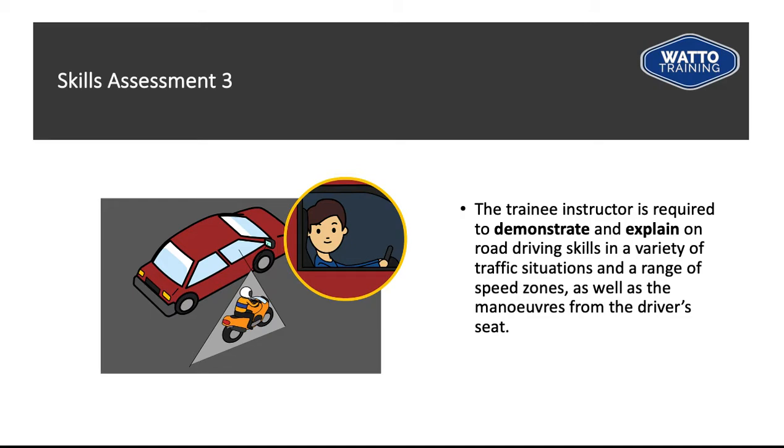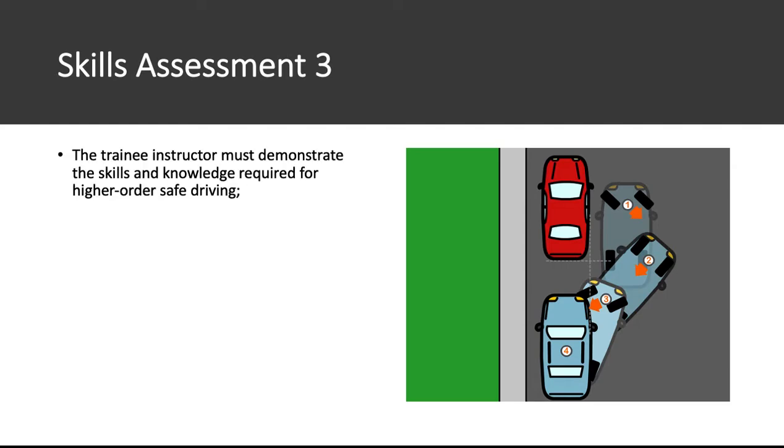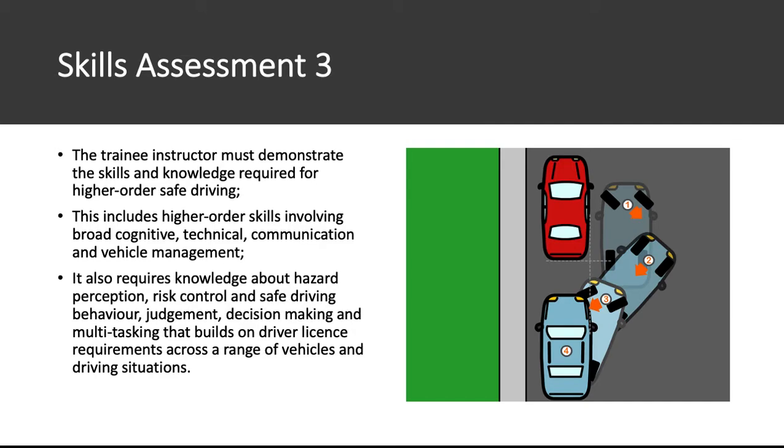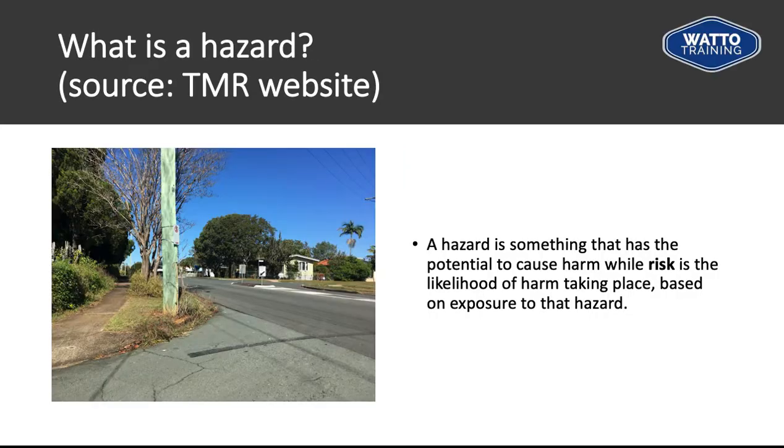The training instructor is required to demonstrate and explain on-road driving skills in a variety of traffic situations and a range of speed zones, as well as the maneuvers from the driver's seat. The training instructor must demonstrate the skills and knowledge required for higher order safe driving. This includes higher order skills involving broad cognitive, technical, communication, and vehicle management. It also requires knowledge about hazard perception, risk control, and safe driving behavior, judgment, decision-making, and multitasking that builds on driver license requirements across a range of vehicles and driving situations.